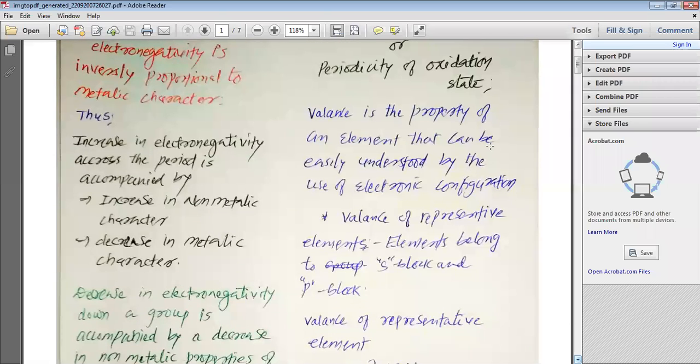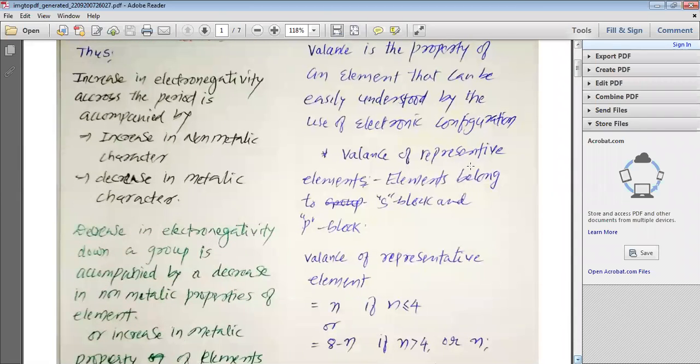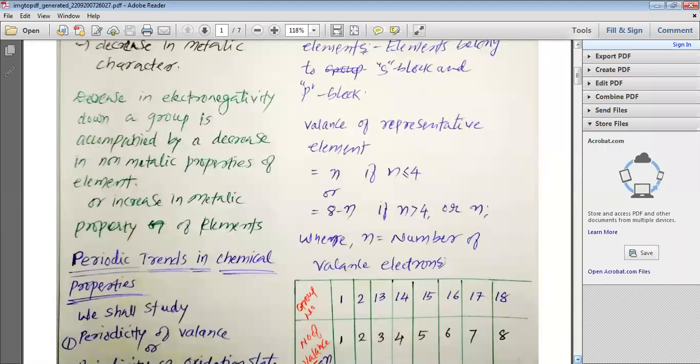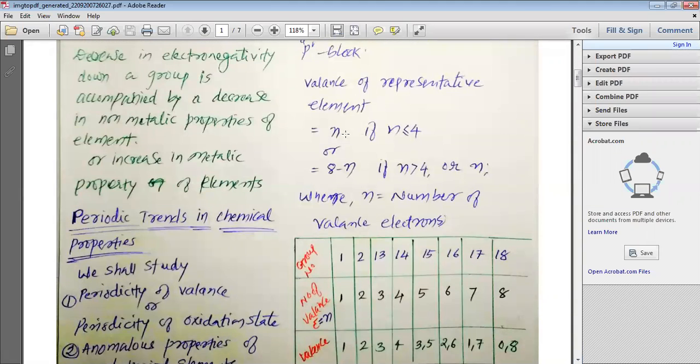You know that valence is the property that depends upon the electronic configuration. Valence of representative elements can be calculated using the valence electrons. So if valence electrons are n, then the valence is equal to n if n is less than or equal to 4. But if n is greater than 4, then the valence is equal to 8 minus n or n.